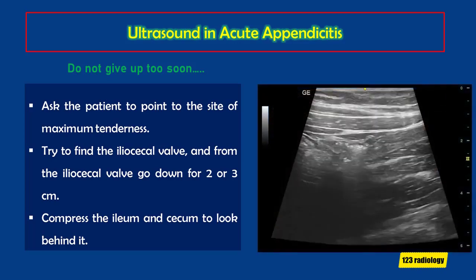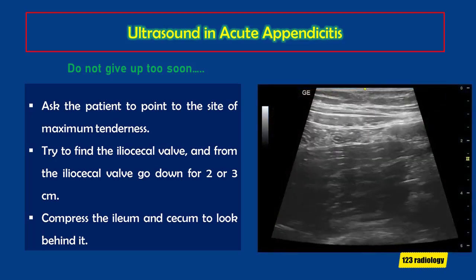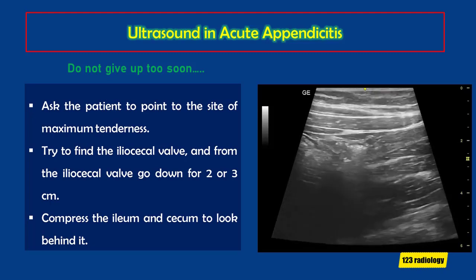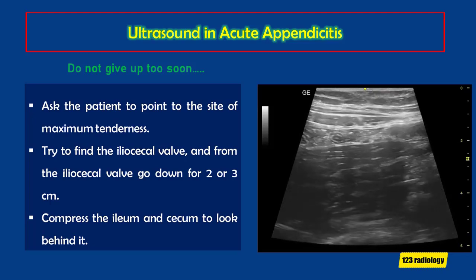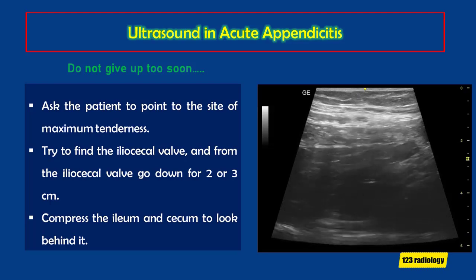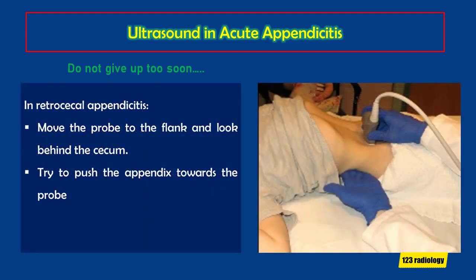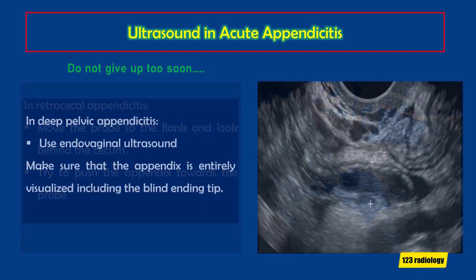Try to find the ileocecal valve, and from the ileocecal valve go down for 2 or 3 centimeters, and usually that is the location of the appendix. Compress the ileum and cecum to look behind it. In retrocecal appendicitis, move the probe to the flank and look behind the cecum, or try to push the appendix towards the probe by placing the other hand in the flank and pushing anterior.